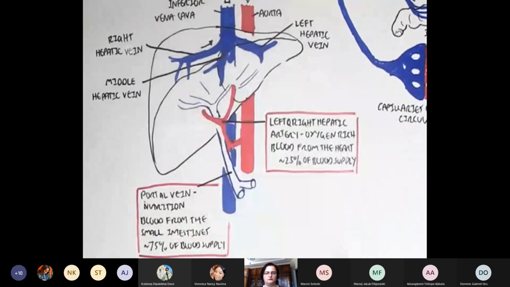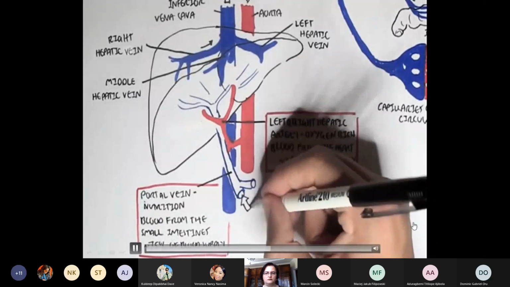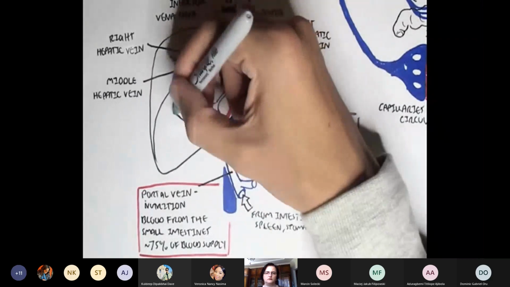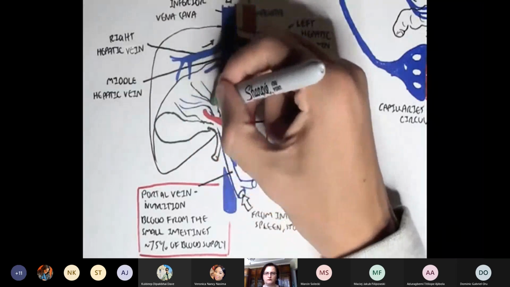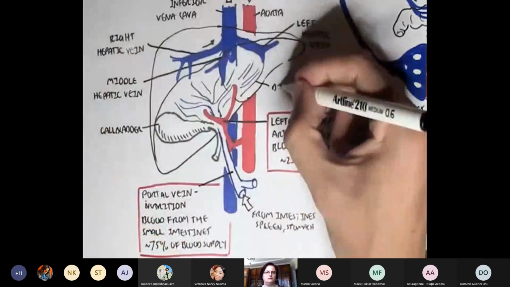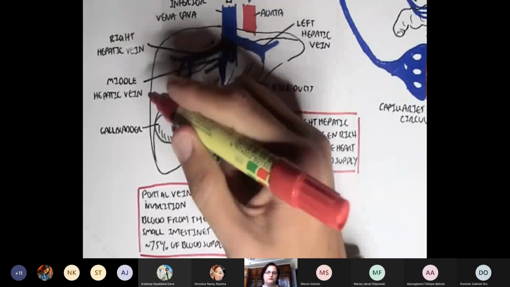Again, the portal vein brings in nutrients from the intestines, spleen, and stomach. And then remember, we also have the gallbladder here, which connects to the liver. This stores bile for secretion. And we have many bile ducts within the liver because of this connection.